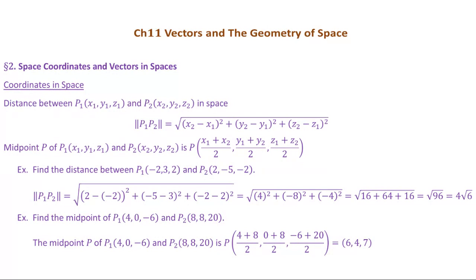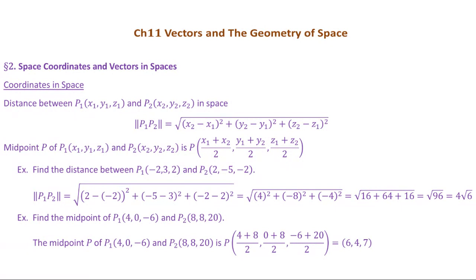Okay, so 2 minus -2 is just 2 plus 2, so I get 4. 4 squared is 16. -5 minus 3 is -8. -8 squared is 64. -2 minus 2 is -4. -4 squared is 16. So then you just add those numbers together. You're going to get 96. 16 plus 64 plus 16. Okay, that's easy to do.